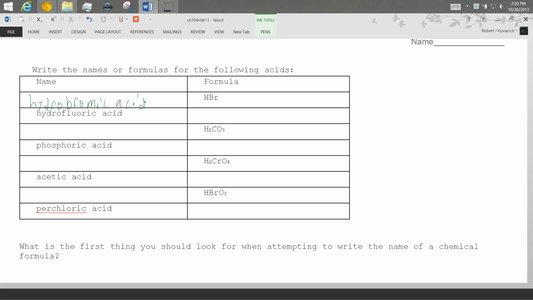So here we have another hydro prefix for the fluoric. So that means I've got an H and an F and no O's. And I'm done. How about the next one? H2CO3.